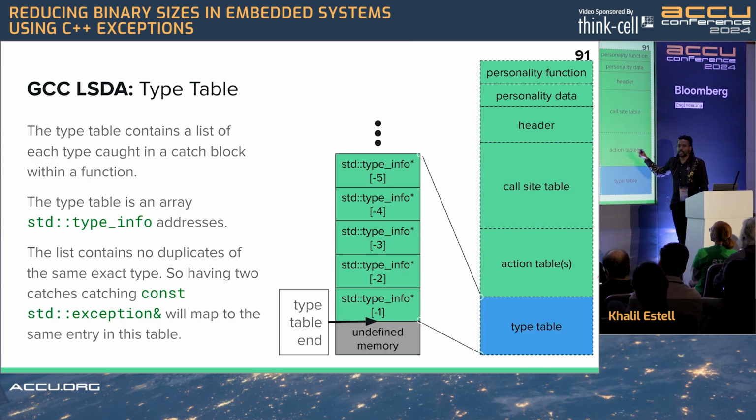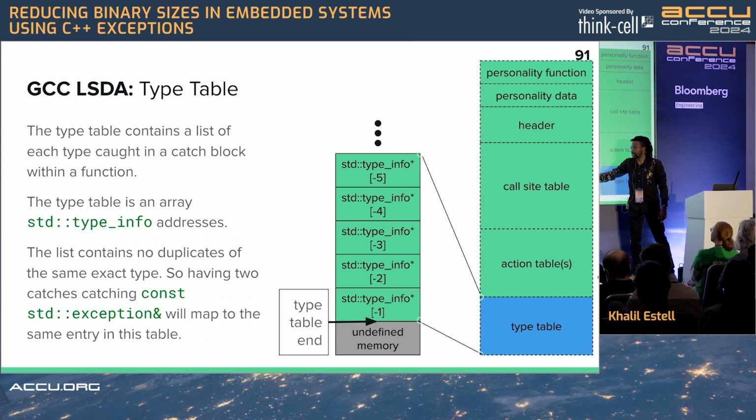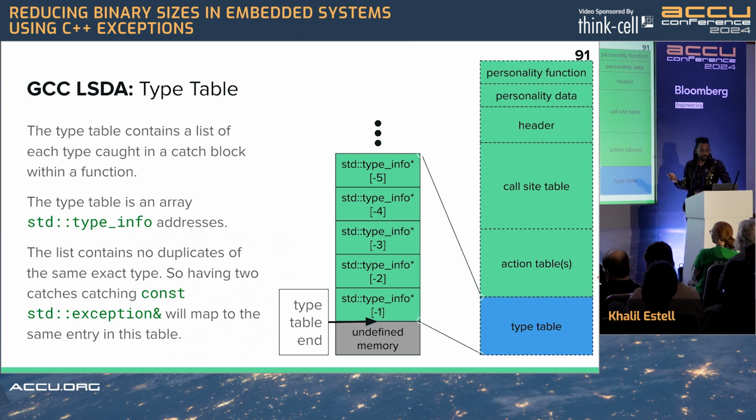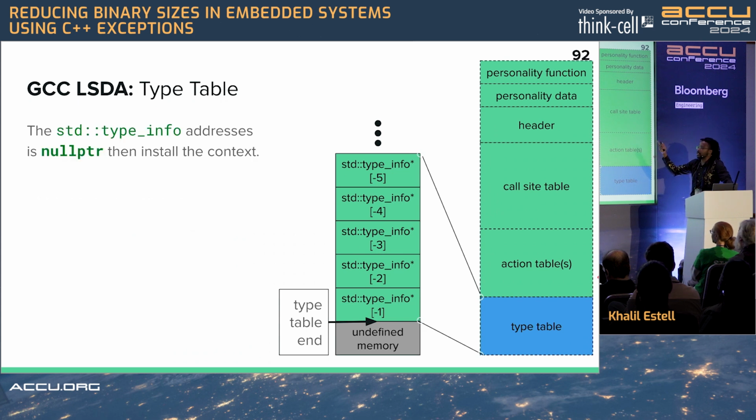I'm going to skip the action table because you need to know the information about the type table before you can look at the action table. The type table has a list of all unique types caught in your function. And it's all unique, so there are no duplicates, meaning if you have two try-catch scopes and they both catch standard exception, then you only have one entry in this table. Oh, and everything is indexed negatively because we have the end of the site here, so they decided to just go negative. There's some reasons for that, but not important here. Oh, and if it's ever a null pointer, it tells you to jump directly into the code. This will make more sense once we go to the action table.